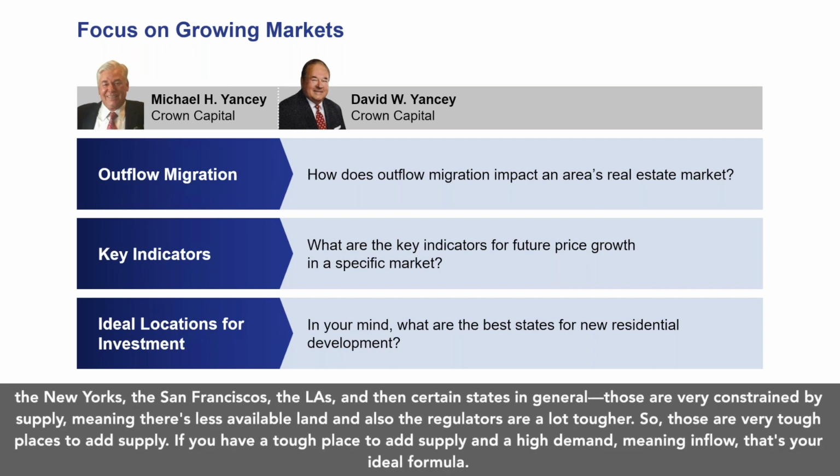Whereas in supply constrained, heavily regulated markets, the bigger urban markets, the New Yorks, the San Franciscos, the LAs, and then certain states in general, those are very constrained by supply, meaning there's less available land, and also the regulators are a lot tougher. So those are very tough places to add supply. If you have a tough place to add supply and a high demand, meaning inflow, that's your ideal formula.